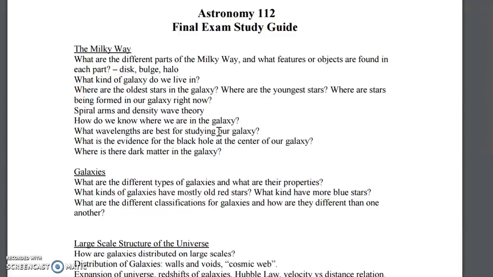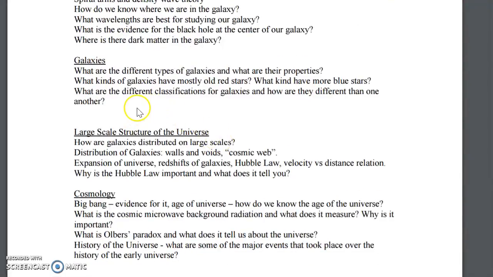Where is there dark matter in the galaxy? Dark matter is spread throughout the entire galaxy, but it's mostly concentrated in the halo. So 80% of the halo is dark matter, and we live in the 20% that has luminous matter in the disk of the galaxy. Okay, moving on.